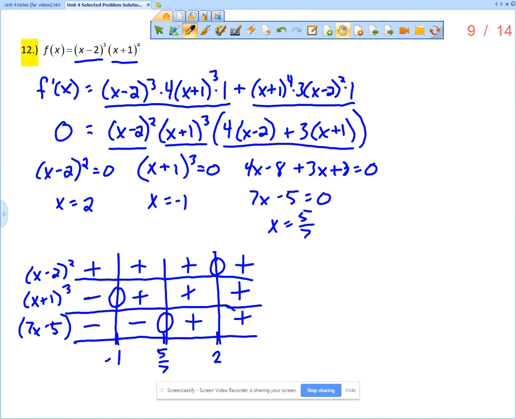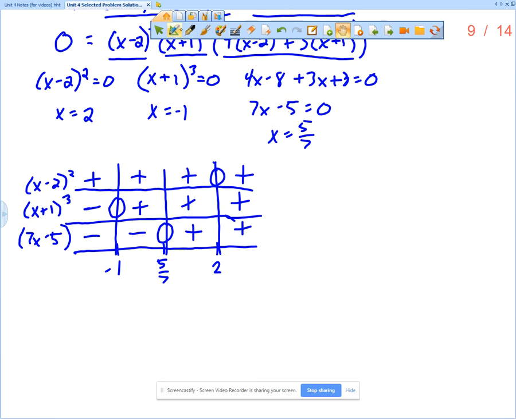Now we want to interpret our sign chart. Positive times negative is a positive. Positive times positive times negative is negative. Positive times positive times positive is positive. Positive times positive times positive is positive. So at negative 1, the derivative changes from positive to negative, which would be a local max. At 5/7, the derivative changes from negative to positive, so it'd be a local minimum.